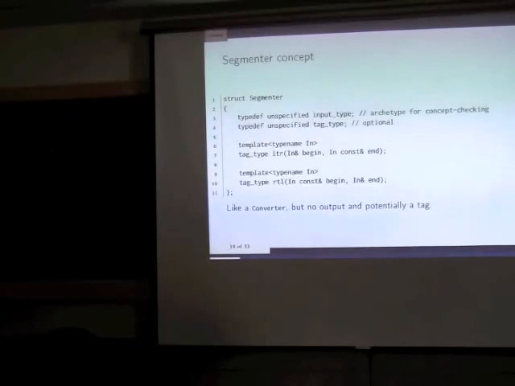There's something quite similar, which is the segmenter concept. It's basically like a converter, but it doesn't have output, and it also has a type. So this is used for segmentation, when you want to iterate over words, over graphemes, over code points, but not convert them.